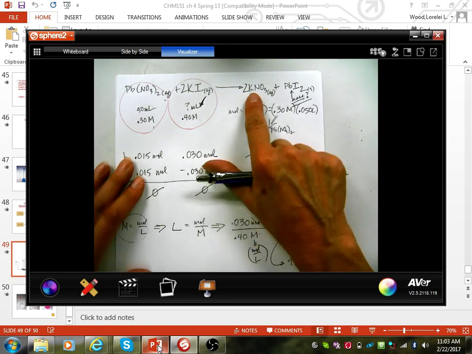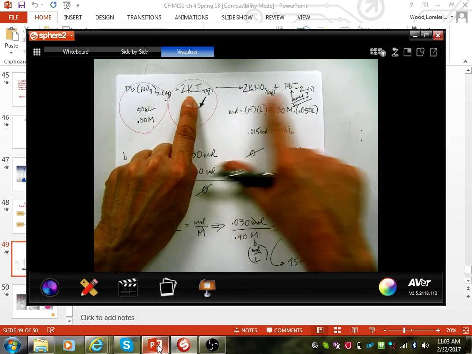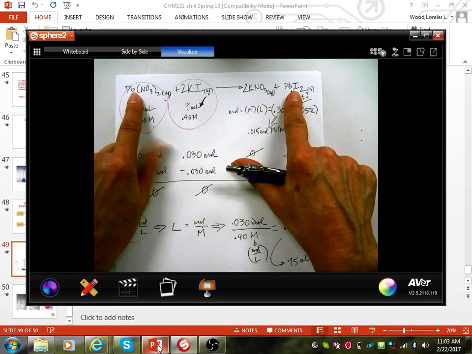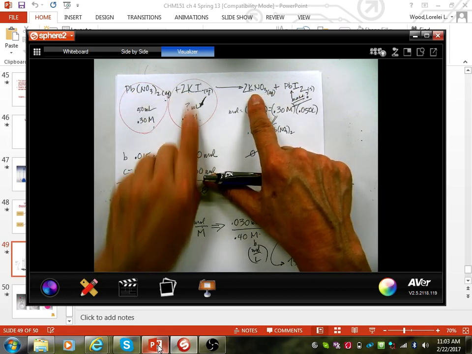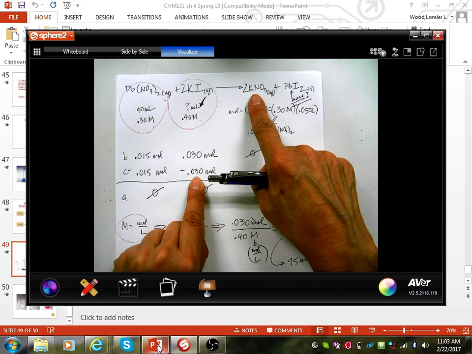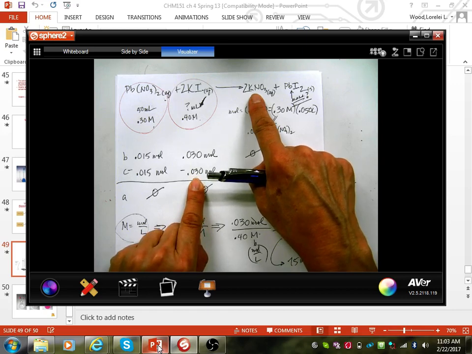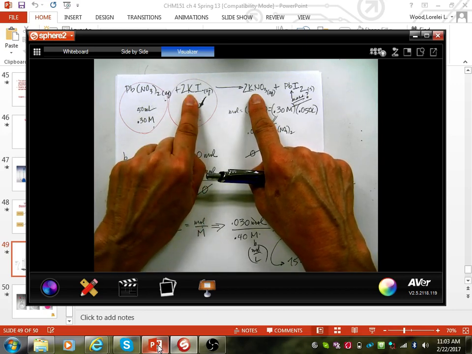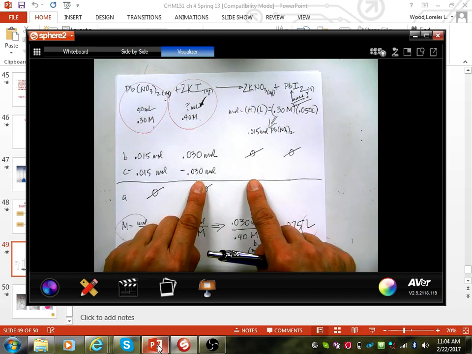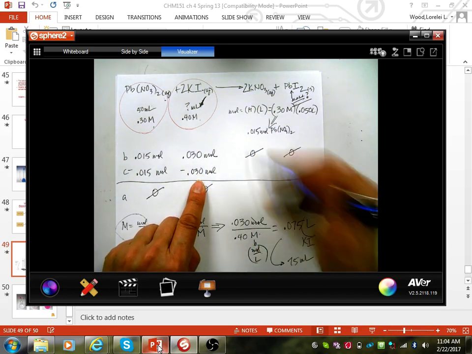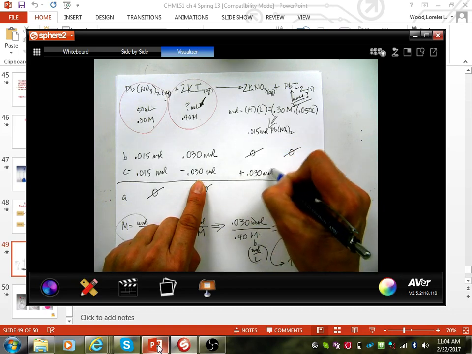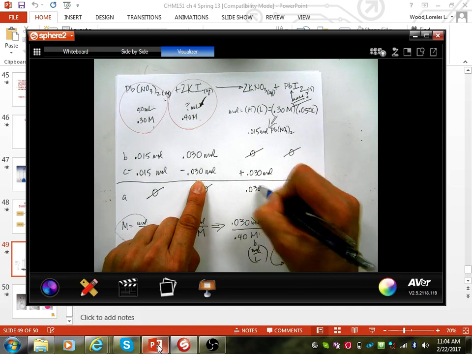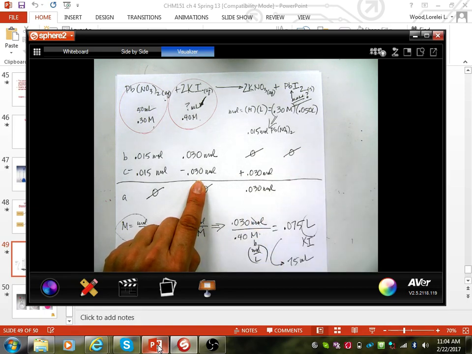Now we look and we say, we got a 2-to-2 ratio, we got a 2-to-1 ratio, or we got a 1-to-1 ratio. If I burn up 0.030 moles of potassium iodide, and it's a 2-to-2 ratio between potassium iodide and potassium nitrate, how much of potassium nitrate will I make? Same amount, plus 0.030 moles. So in the end, I'm going to have 0.030 moles created.